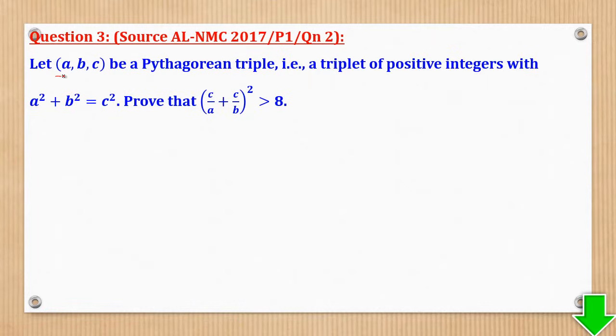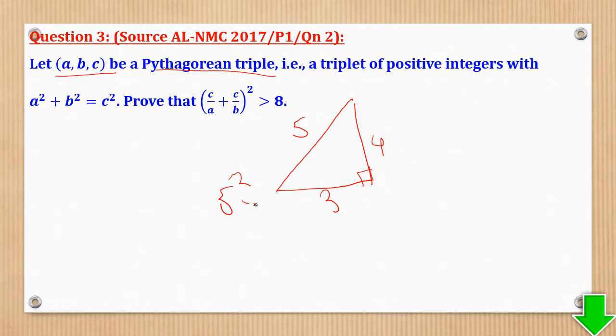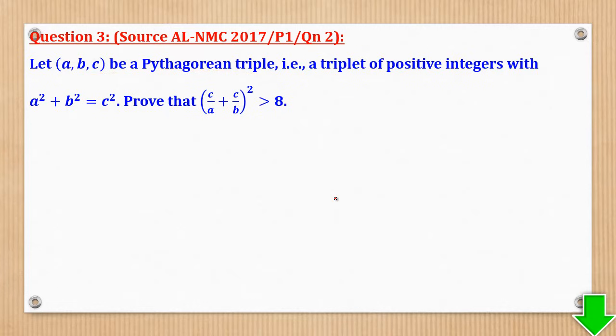Question 3 says, let a, b, c be Pythagorean triples. Triples means they fulfill a right angle triangle. I think you know if one is 3, 4, this should be 5. Why? Because 5 squared will be equal to 3 squared plus 4 squared. That's what they mean by Pythagorean triples, the 3 sides of a right angle triangle. The triplet are positive integers. Note this word integers. Integers means we don't have decimal places. I can't get to 1.2. It is either 1, 2, 3, or negatives, or 0, like that.